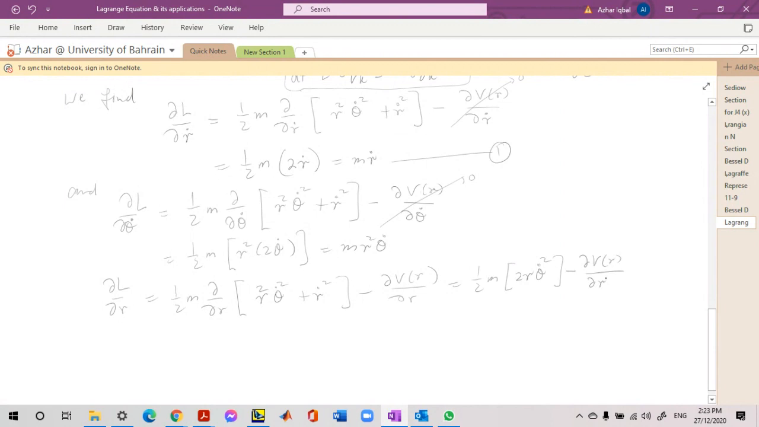So it means that partial L over partial r is given by, if you cancel 2 and 2 on the right hand side, you are left with m r theta dot square minus partial V of r over partial r. I call this 3. Okay, now there is one more remaining.